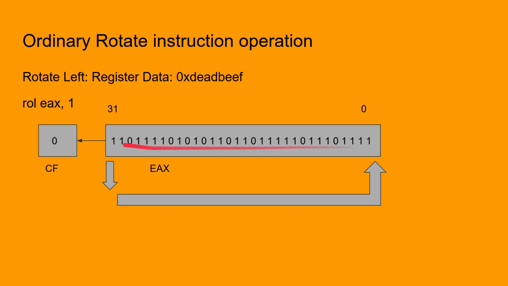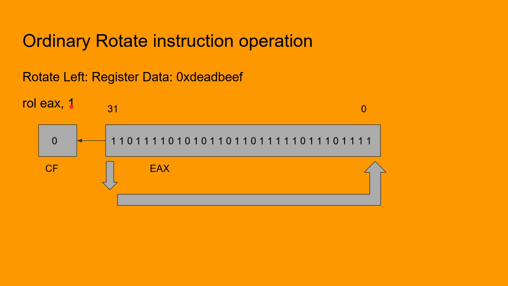Here is an example of a rotate left instruction. The data which is loaded in the EAX register is hexadecimal DEADBEEF, and this is the binary representation of the data. The instruction that is used is rotate left EAX, and the immediate operand has a value of 1. The immediate operand specifies that in this case the rotate operation on EAX be performed exactly once.